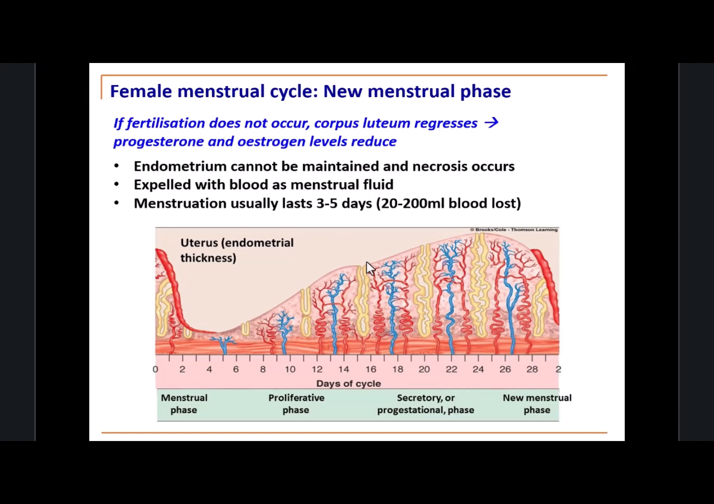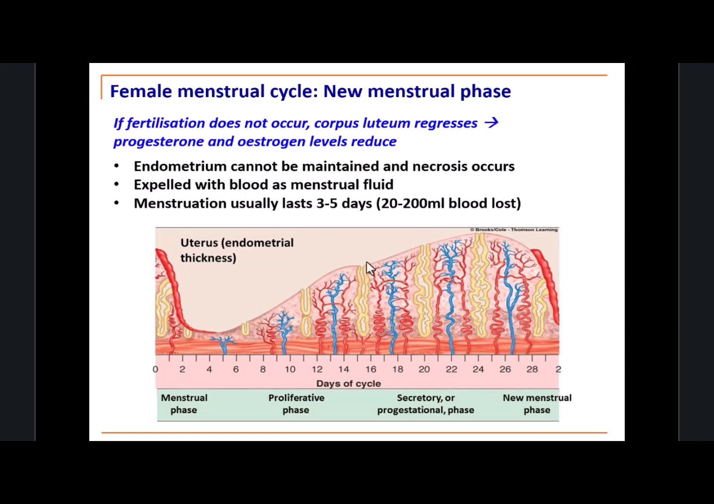So if fertilization doesn't occur, the corpus luteum dies. Remember, why does it die? Because the progesterone that is being produced during the luteal phase is inhibiting luteinizing hormone. Luteinizing hormone levels drop to such a state that the corpus luteum isn't maintained. Therefore, progesterone levels start to reduce and estrogen levels start to reduce. So the endometrium can no longer be maintained and death occurs, or necrosis.